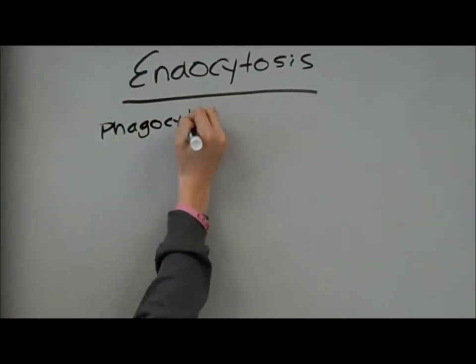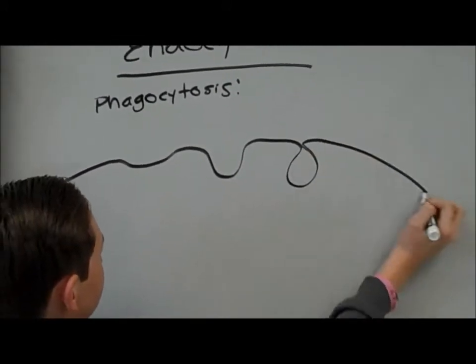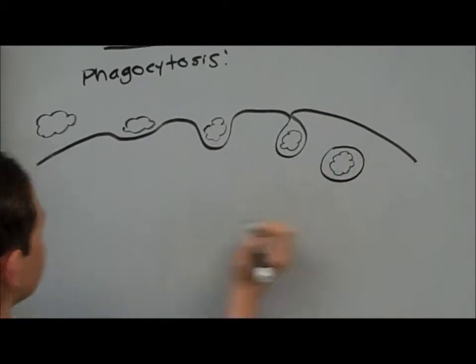Phagocytosis is the process of a cell engulfing particles and transporting them into the cell with the use of a special vesicle called a vacuole. The vacuole will eventually fuse with the lysosome, where the particle will be digested.